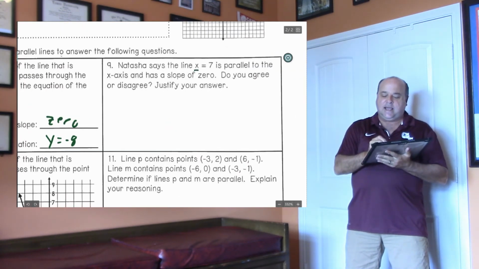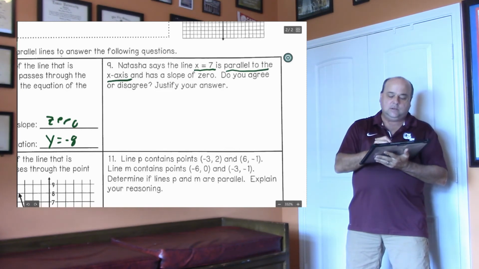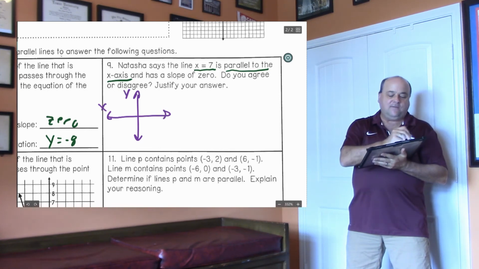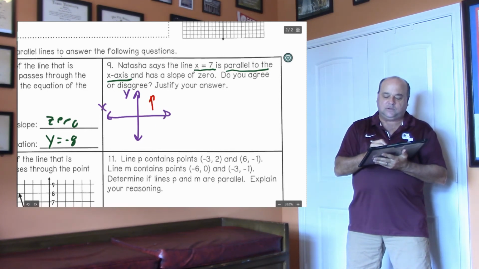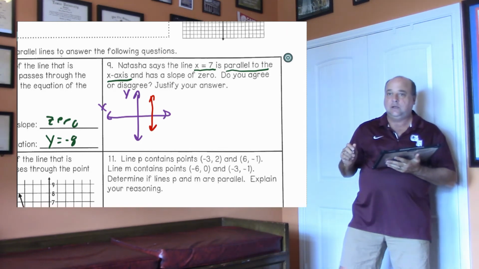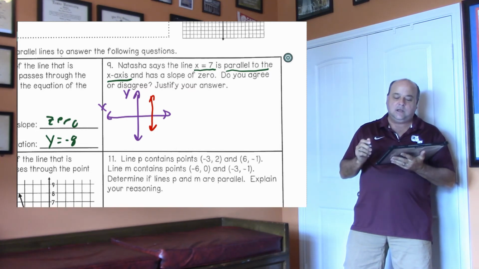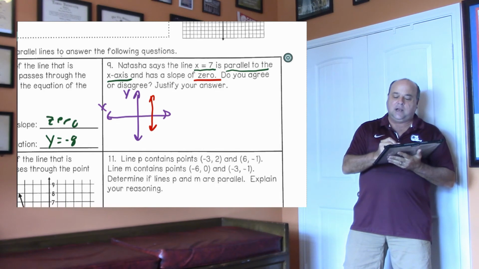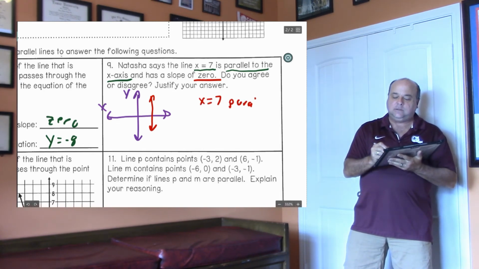Natasha says that the line x = 7 is parallel to the x-axis. So let's draw this. So we're going to draw our xy axis, and we have x = 7. The line x = 7 is going to look like this. That is not parallel to the x-axis, is it? It goes through the x-axis. Okay, and the slope is not 0, it's undefined. So the line x = 7 is parallel to the y-axis and has an undefined slope.